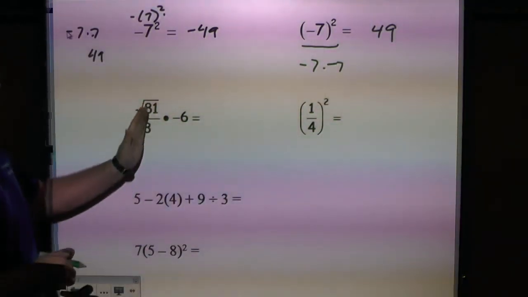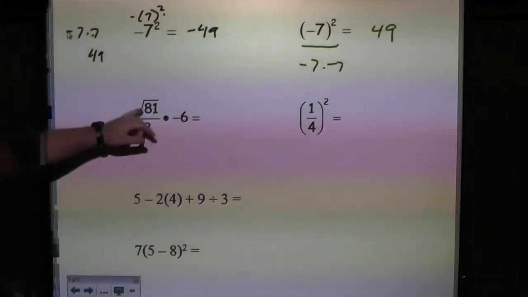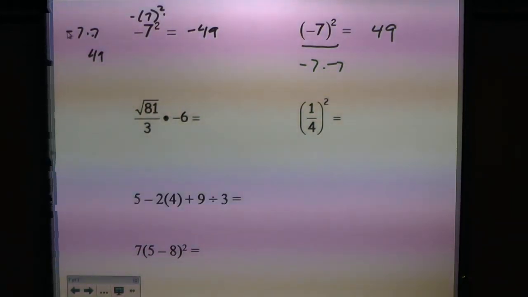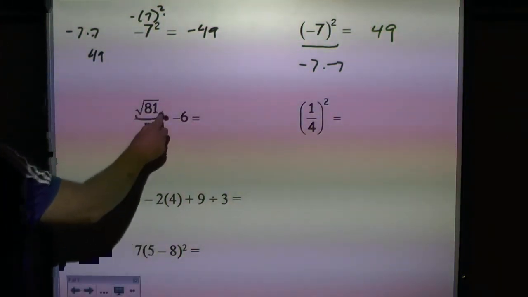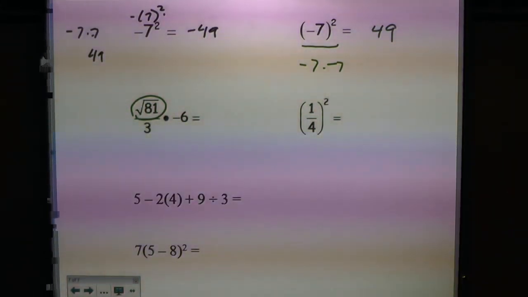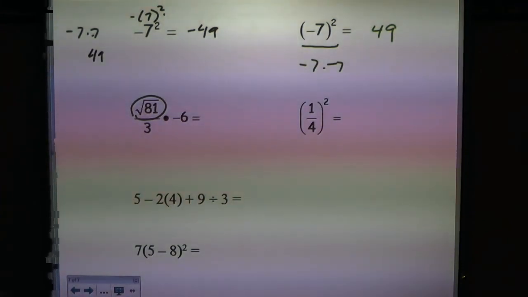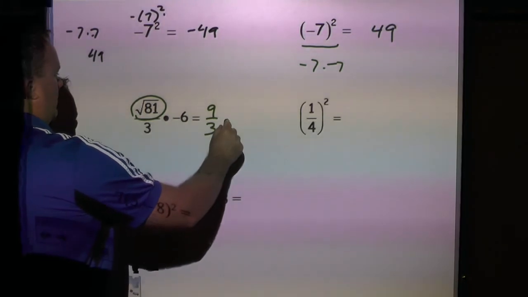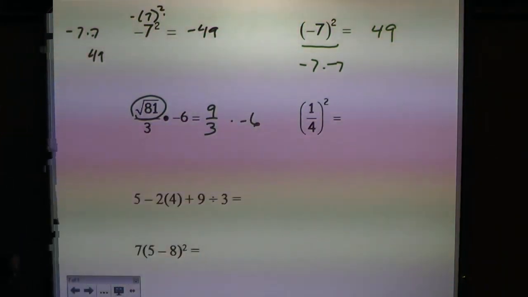So as we look at this, we have division, we have multiplication, but we also have one other thing. We have that square root. Well, we don't have any parentheses, but the next thing is exponents when you talk about PEMDAS. A square root is very similar to an exponent, so we have to treat it as such. So we actually have to figure out what the square root of 81 is. Well, the same number multiplied together that gives you 81, that's 9. The square root of 81 is 9. You get 9 divided by 3 times -6.